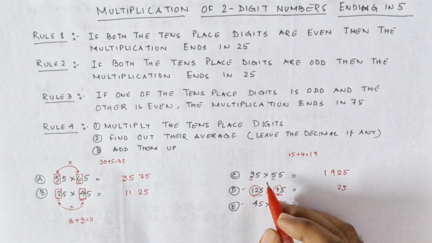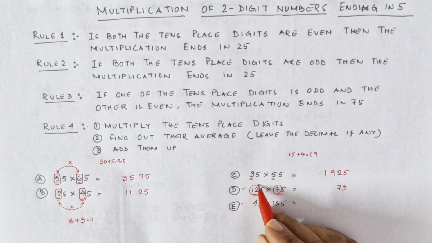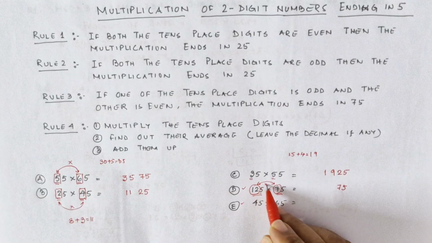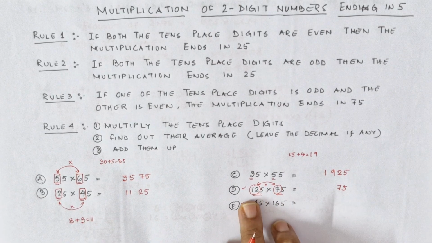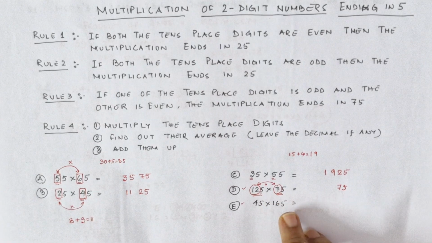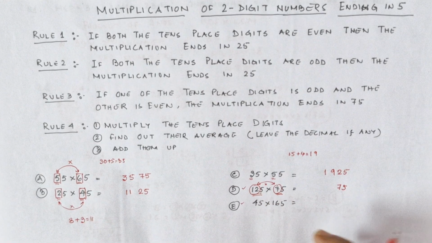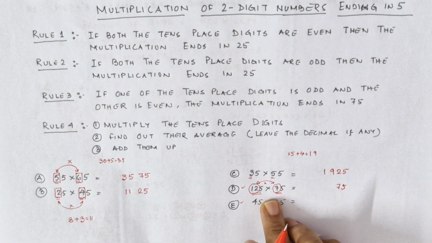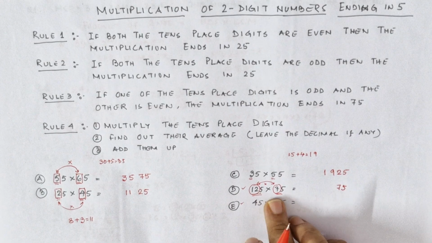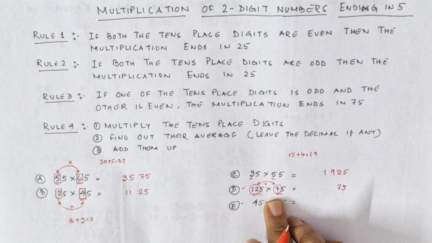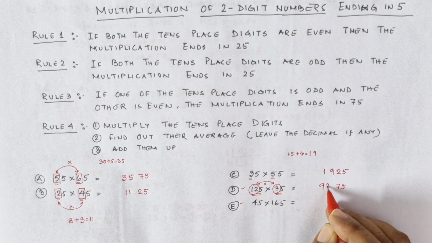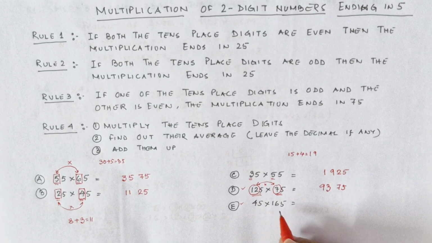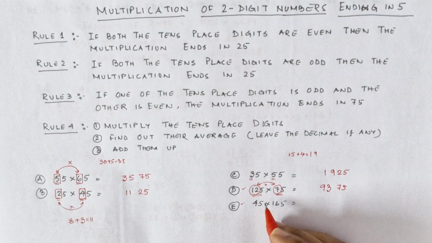Now do the same thing as in rule 4. Multiply this. 12 into 7 is what? 84. Now 12 plus 7 is 19, divided by 2 is what? 8.5, take 8. So 84 plus 9 is what? It is 93. Got it?